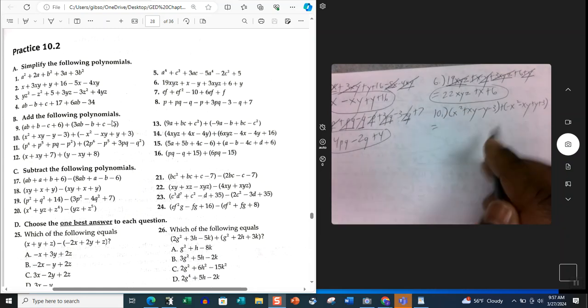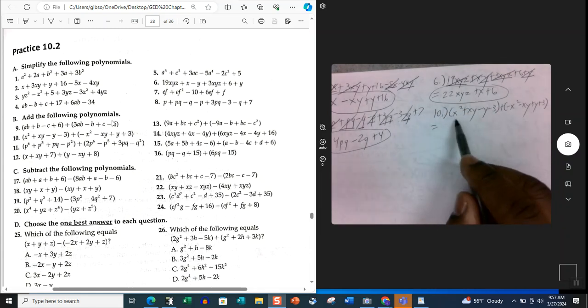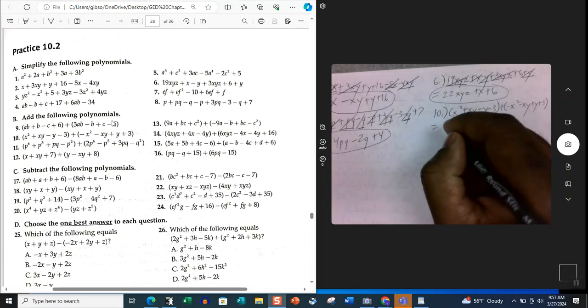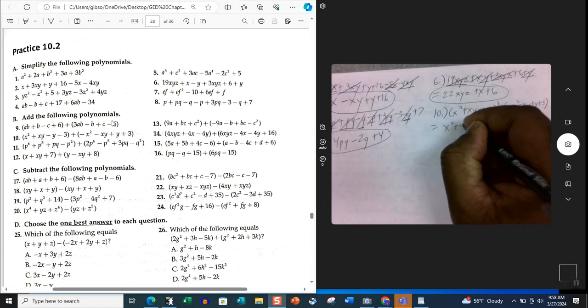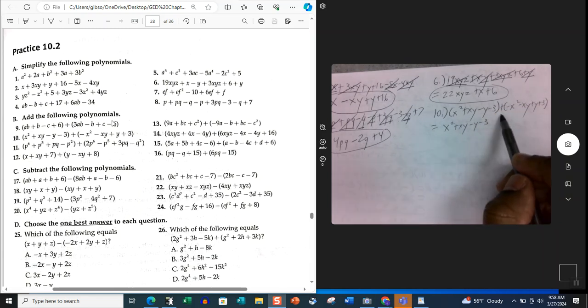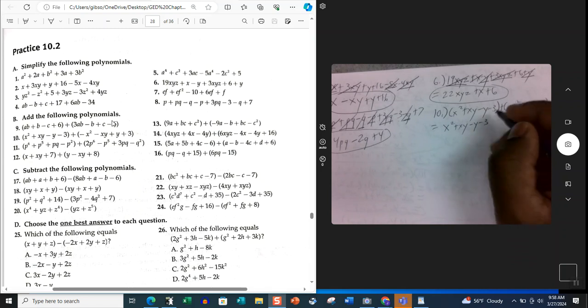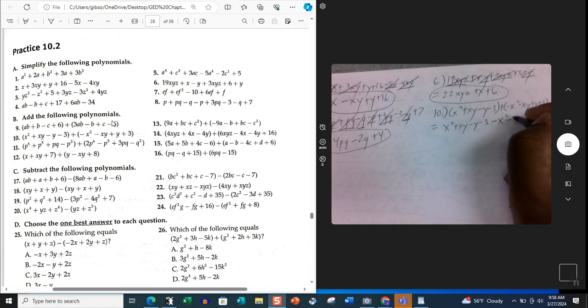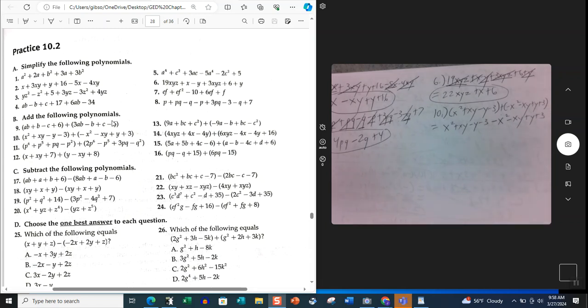Okay, now, with this first parenthesis, they have nothing in common, so you bring it down as is without the parenthesis. And then you have plus this parenthesis here, so you write everything as is, so it'd be negative x squared minus xy plus y plus 3.